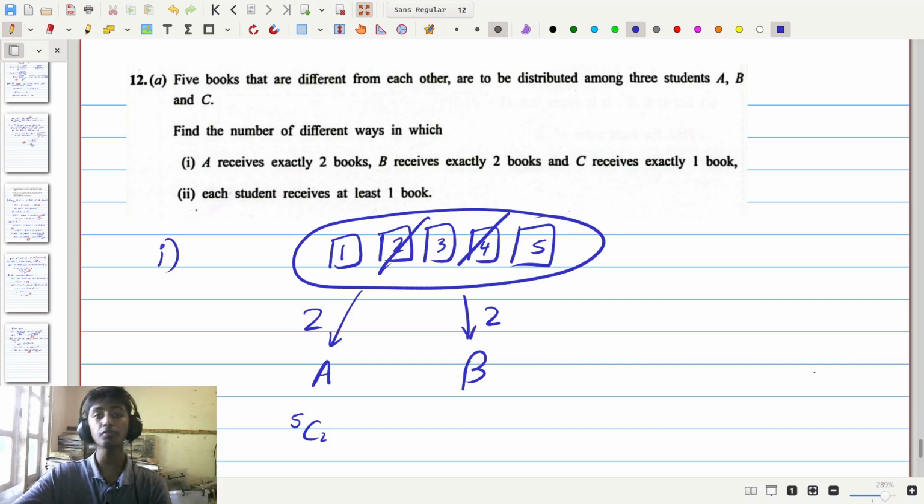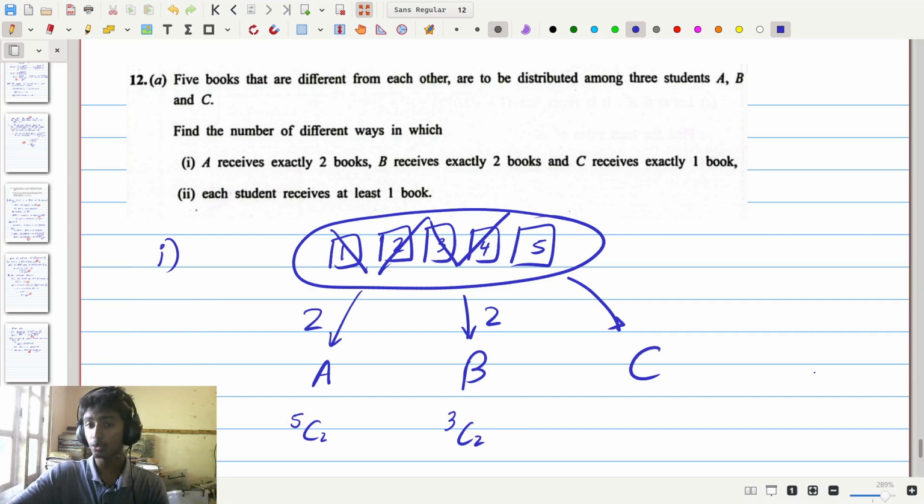So therefore, out of the 3, we need to choose 2, which means that the total number of combinations that we have for choosing those 2 books to give to B is going to be 3 choose 2. And finally, when we give those 2 books to B, then we're going to have only 1 book available in our pool, and that book is going to have to go to C.